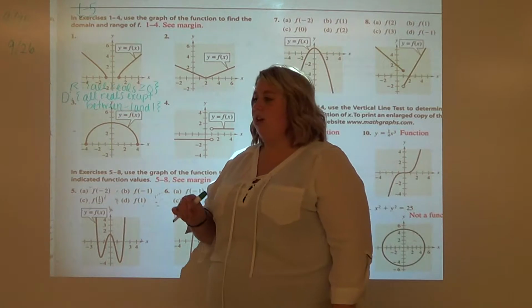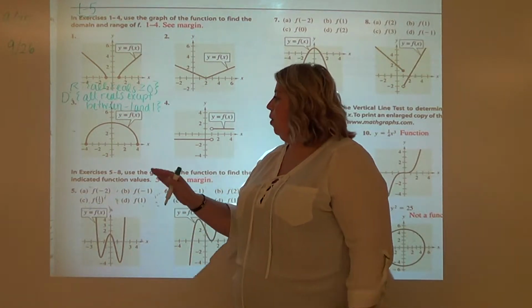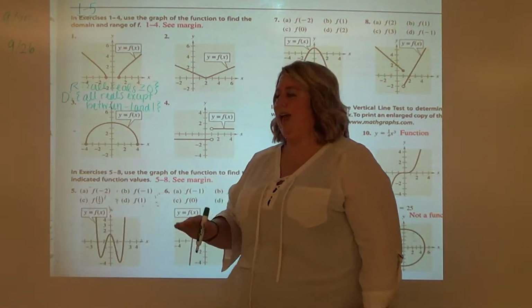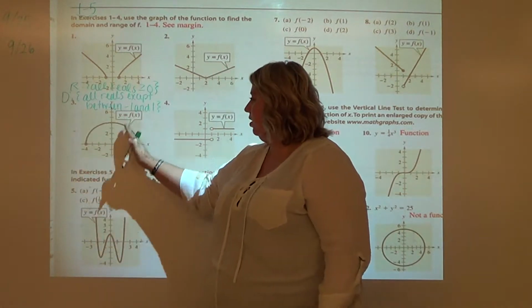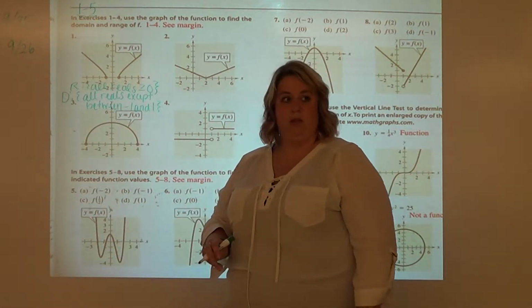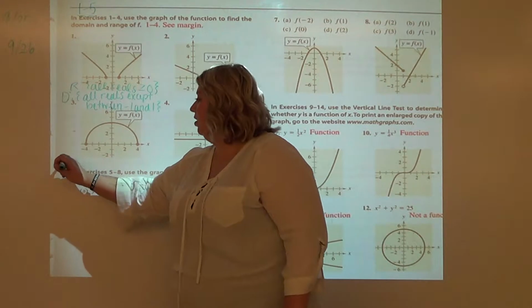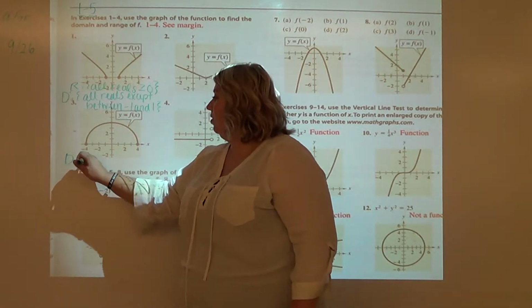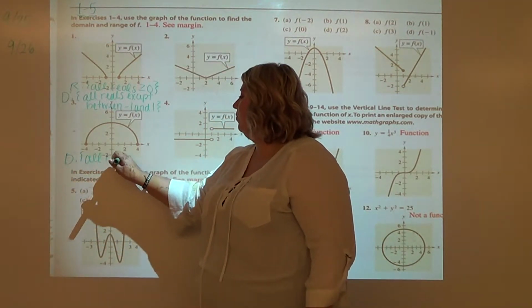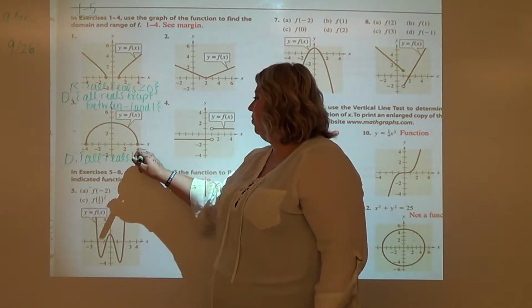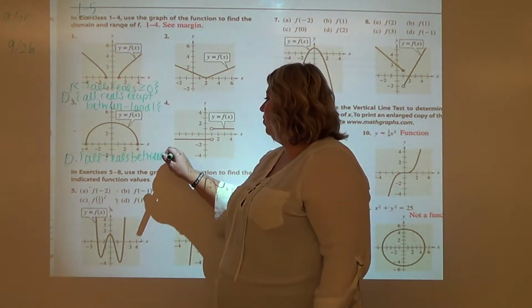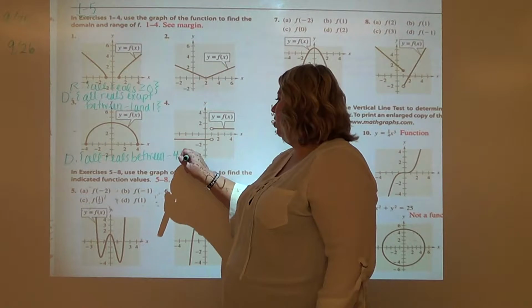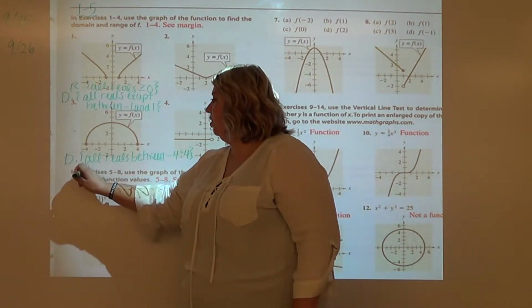Okay, so then if I go look at number 3, what would my domain be on number 3? What X's am I hitting? -4 and 4. So how would you split that? It's hitting from, all reals between -4 and 4. Good. So all reals between -4 and 4.